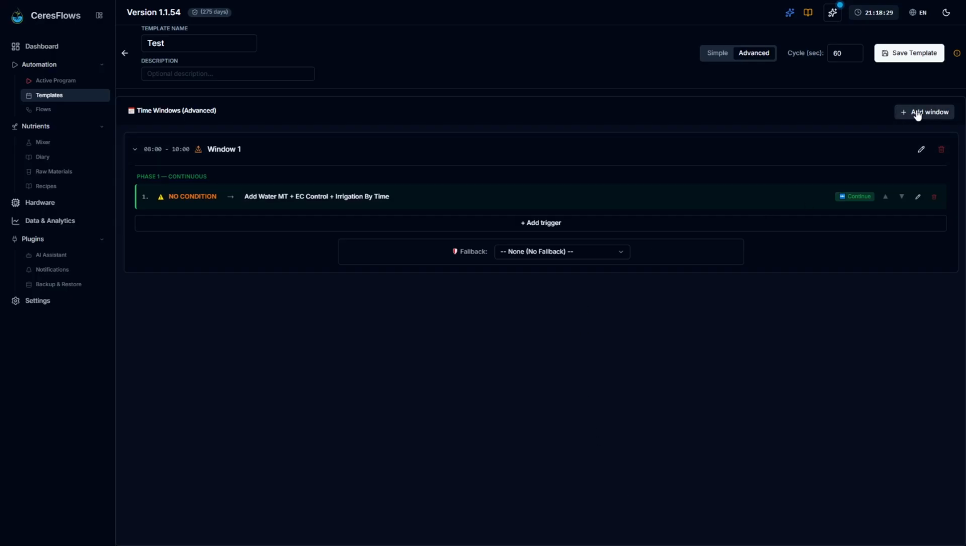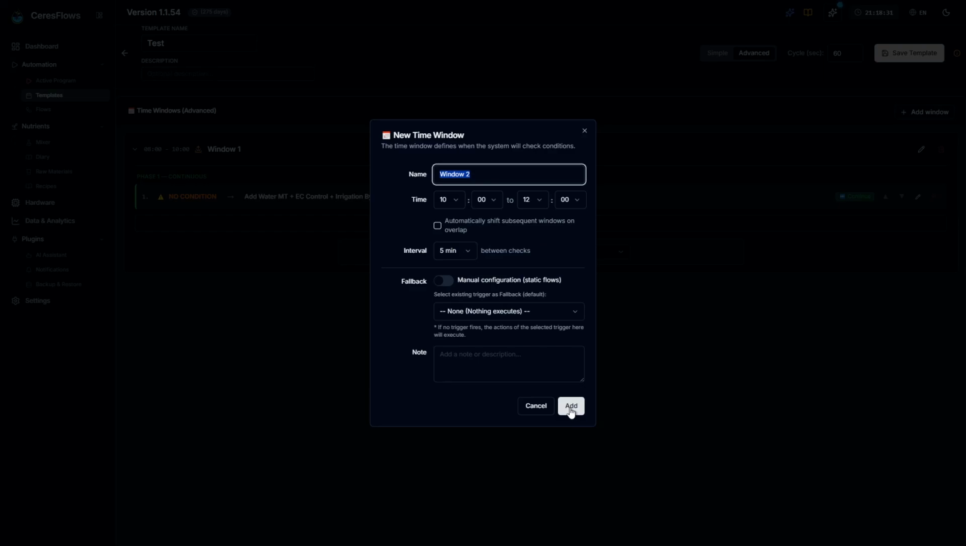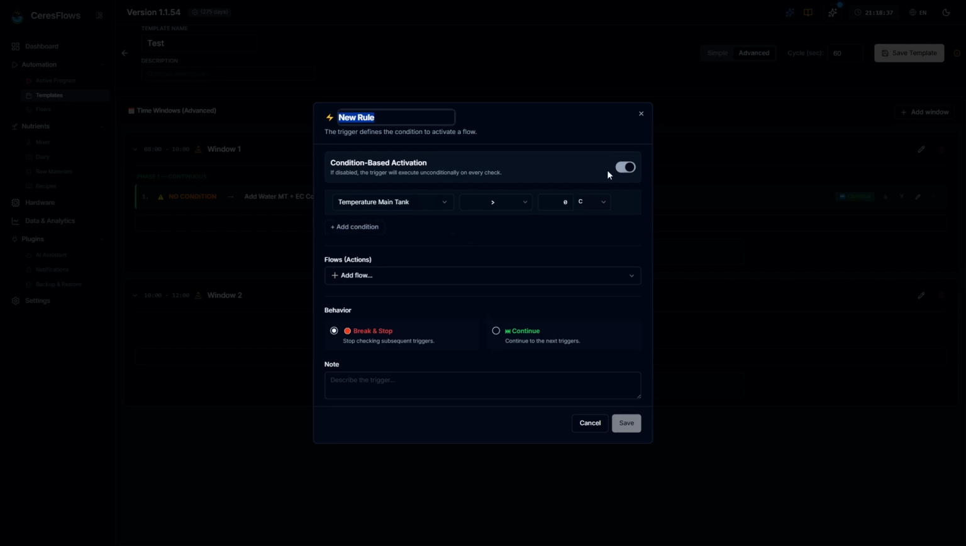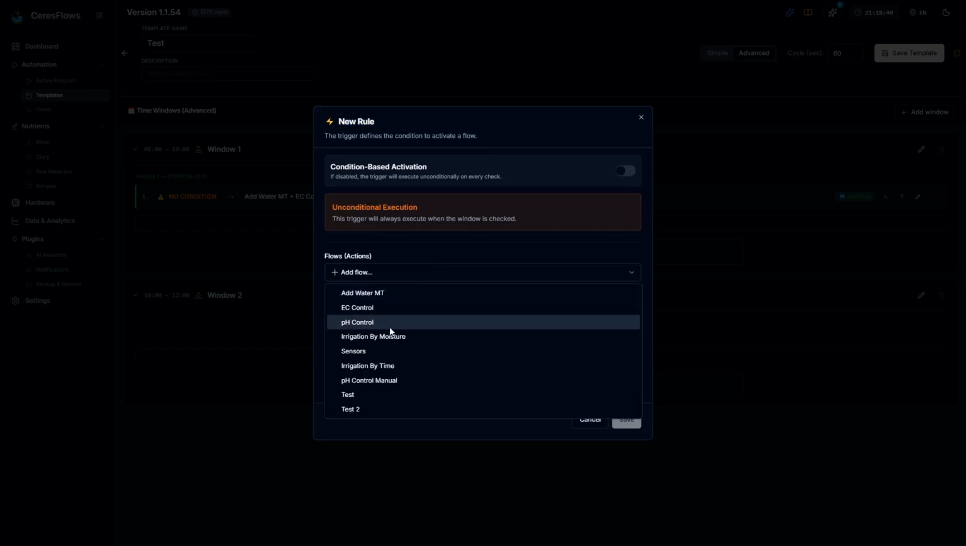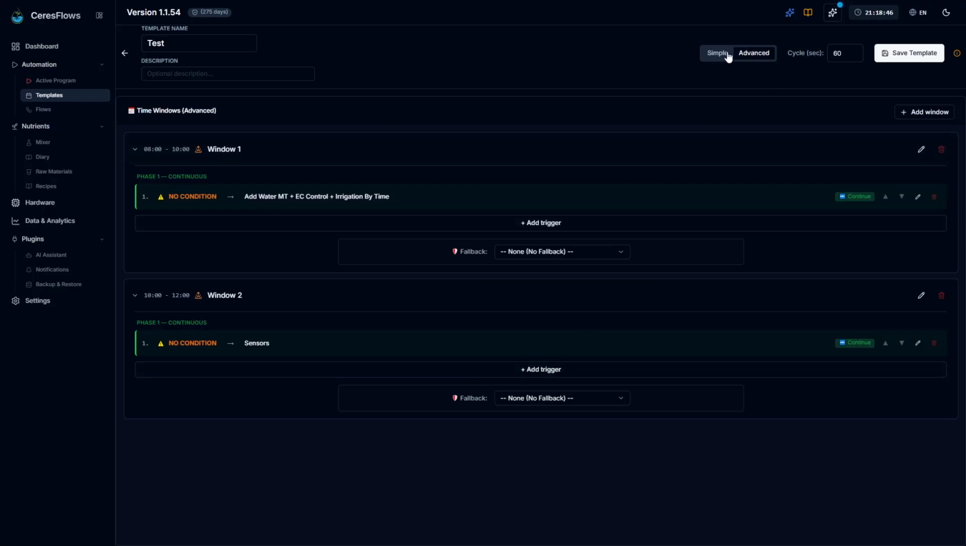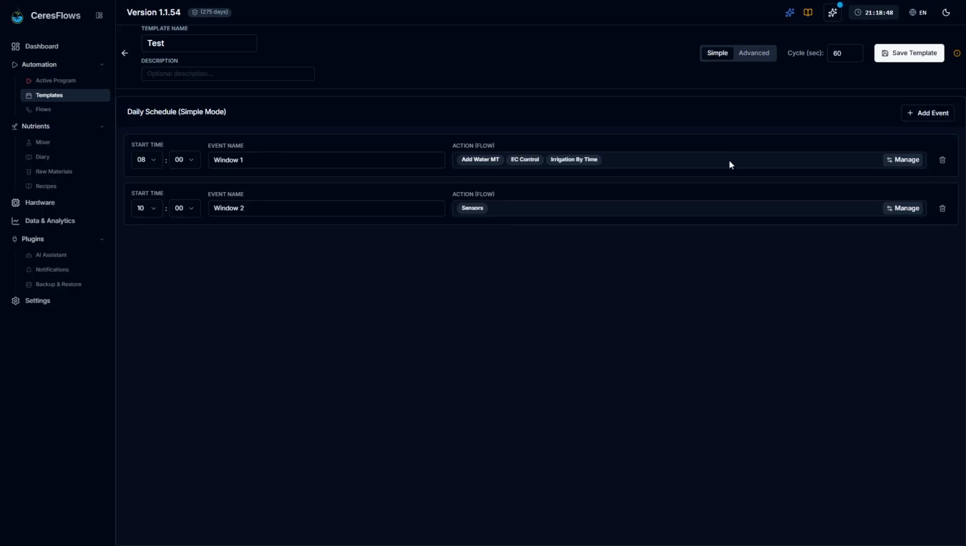Each window also defines how often the system checks conditions. Instead of a fixed schedule, CeresFlows continuously evaluates the real state of the environment and reacts only when needed. If humidity drops below the set value at 9:42, watering starts at 9:42, not at some preset clock time.